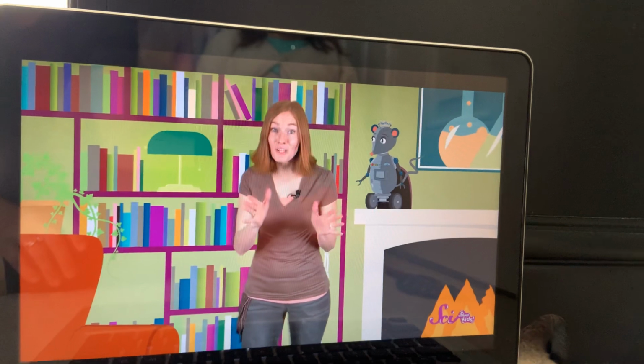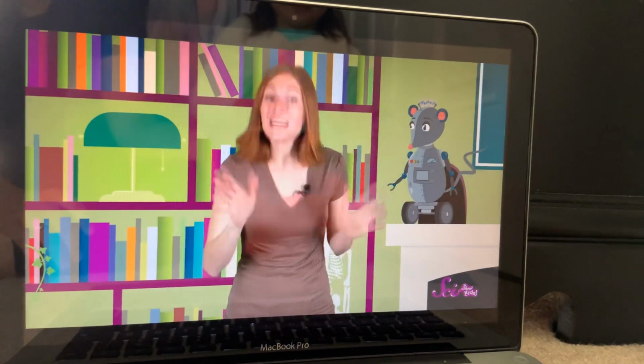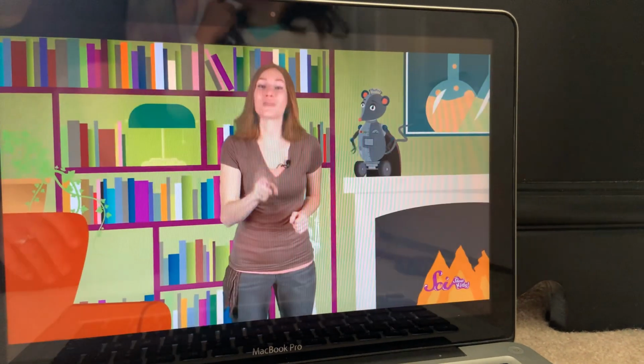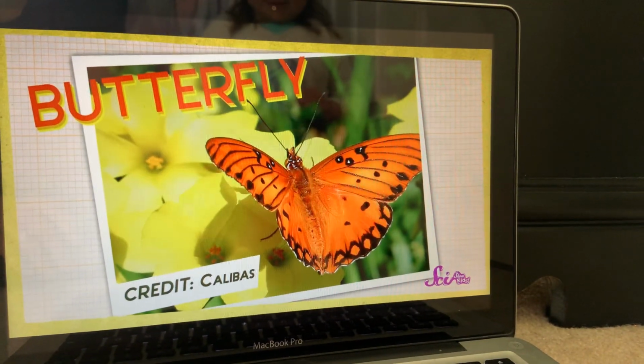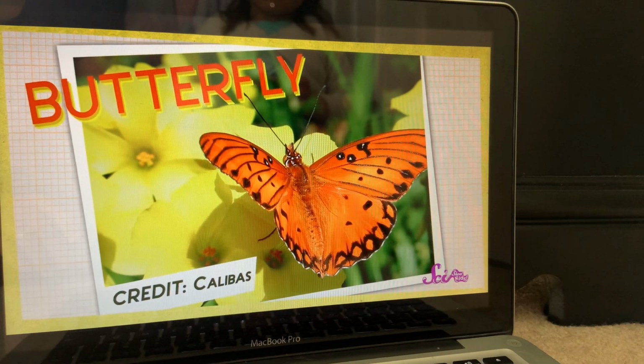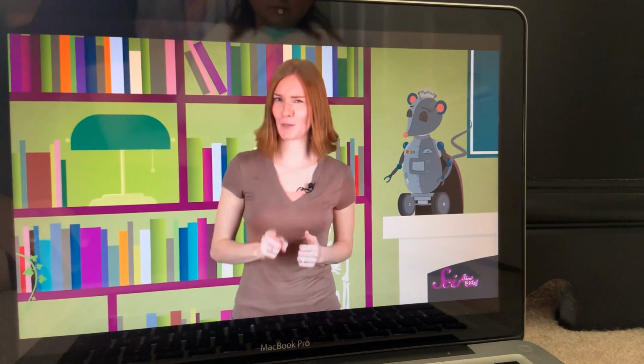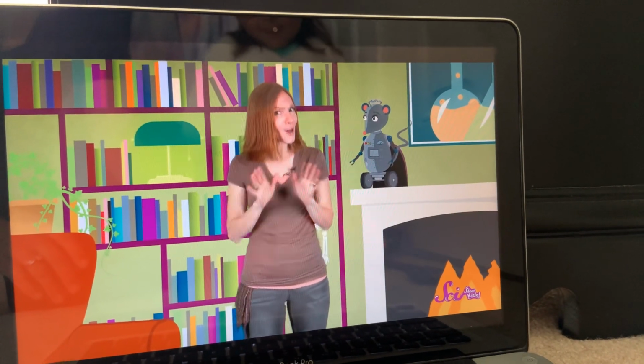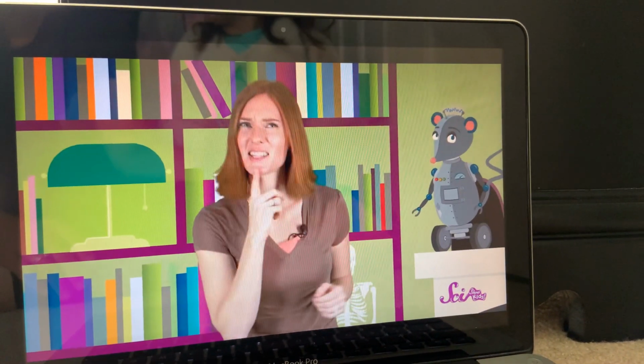Squeaks and I love to look for little critters when we're outside. We especially love looking for insects. Do you have a favorite insect? Squeaks' favorite insect is the butterfly. And sometimes when we're out looking for butterflies, we find another animal that looks a lot like a butterfly, but it's not. Can you think of another small insect with big wings? Let's think. That's right. A moth.